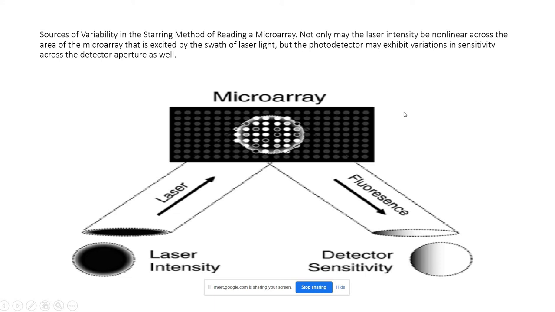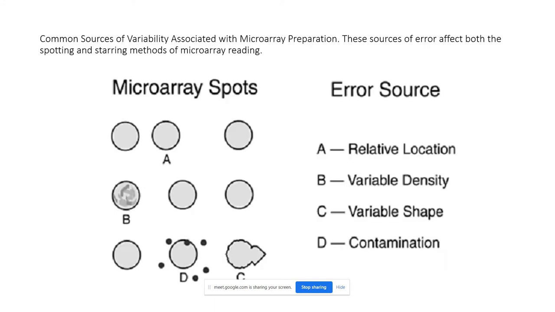This is not an error of the spots, but we can also have errors from defects in the spots. These are the microarray spots. So here we have healthy spots as well as non-healthy spots. You can see here what type of spots are present.